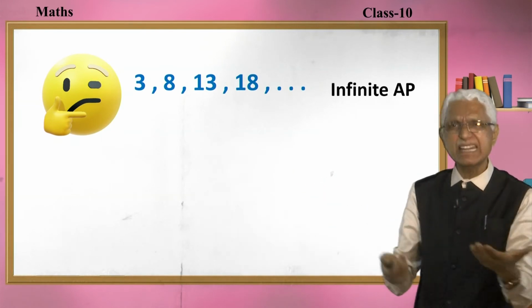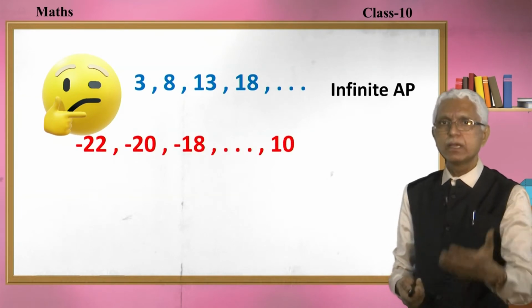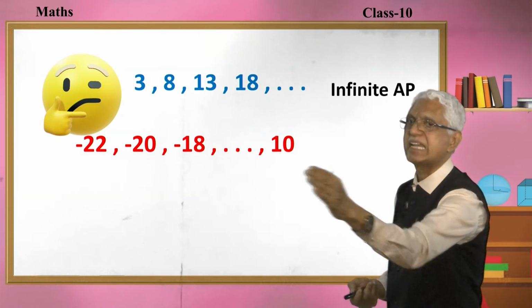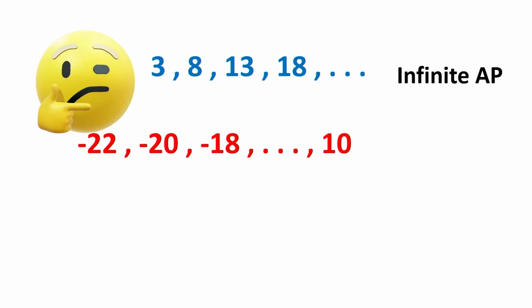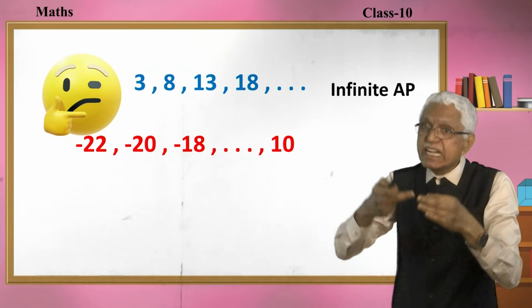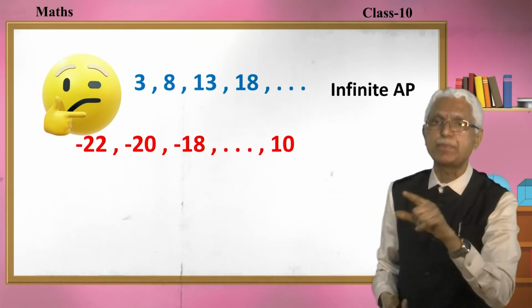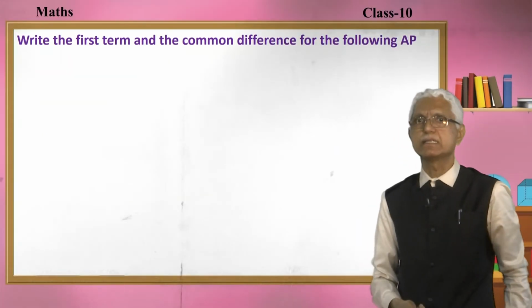We call it an infinite arithmetic progression or infinite AP. Here is another example: minus 22, minus 20, minus 18, dash, dash, minus 10. You know the first term is minus 22 and the last term is minus 10. That means we can find out the number of terms. Hence, it is called a finite AP. Even the third example is also finite, obviously, because there are 1, 2, 3, 4, 5 terms. It is a finite AP. Excellent. That's good, my dear children.